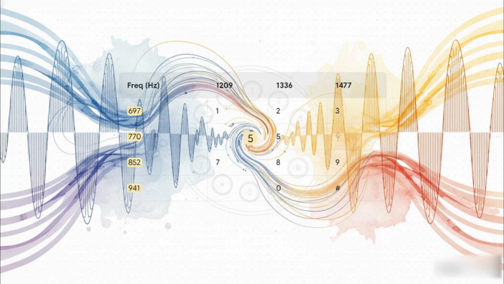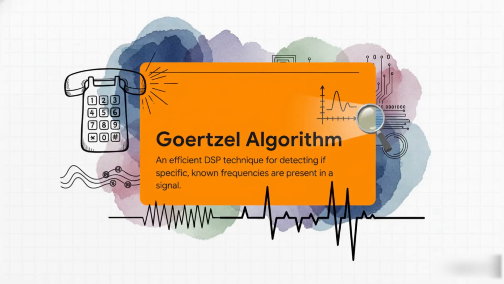So when you press the 5 key, you're creating a sound that is a perfect mix of 770 Hz and 1336 Hz. So how does the telephone network know instantly that you pressed 5? I mean, it could run a full complex frequency analysis on the sound, but that's slow and a total waste of processing power. Instead, it uses this super specialized DSP tool called the Goertzel algorithm. You can think of it like a highly trained sniffer dog that's only looking for a few very specific scents. It's a hyper-efficient technique designed to do just one thing and do it fast. Listen for those exact touch tone frequencies and completely ignore everything else.